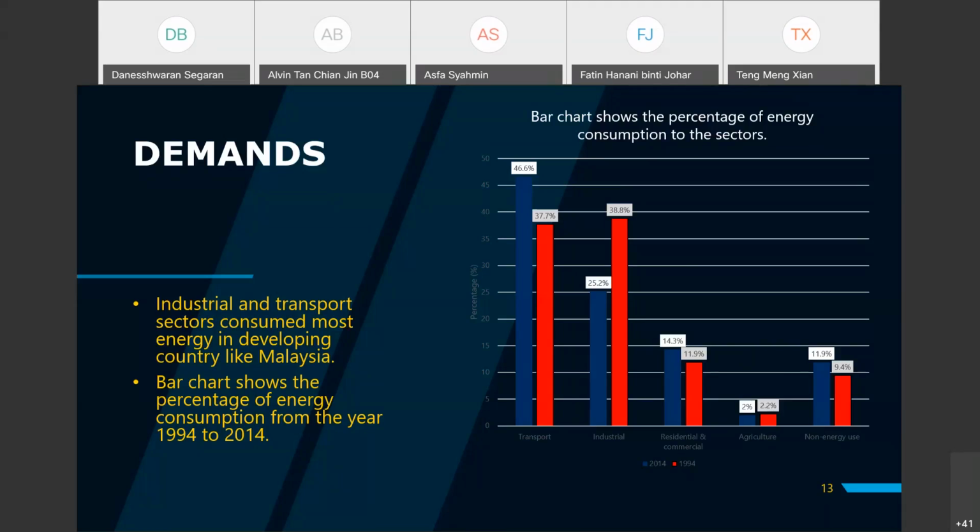In terms of industrial, you can see that in 2014, there's about 25.2% of energy consumption. In 1994, there was 38.8%. For residential and commercial, in 2014, 14.3%, and in 1994, we can see 11.9%. For agriculture, 2014 has 2%, and for 1994, it was like 2.2%. Non-energy use for 2014 is like 11.9%, and in 1994, 9.4%.